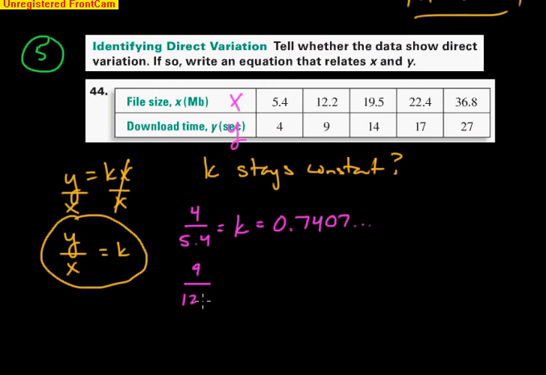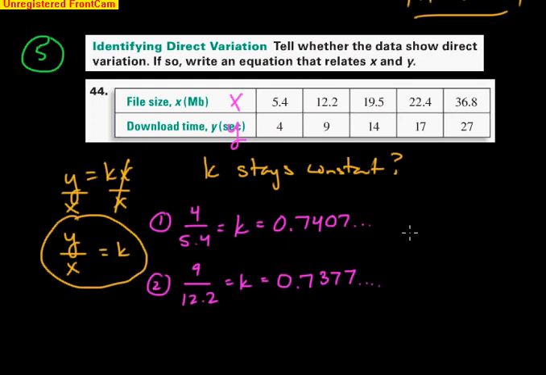We're going to do y over x, this equals k. So this is the first set. This is the second set. 9 divided by 12.2 is 0.7377. Okay, right now, are they the same value? Are these two the same value? No, they are not the same value.